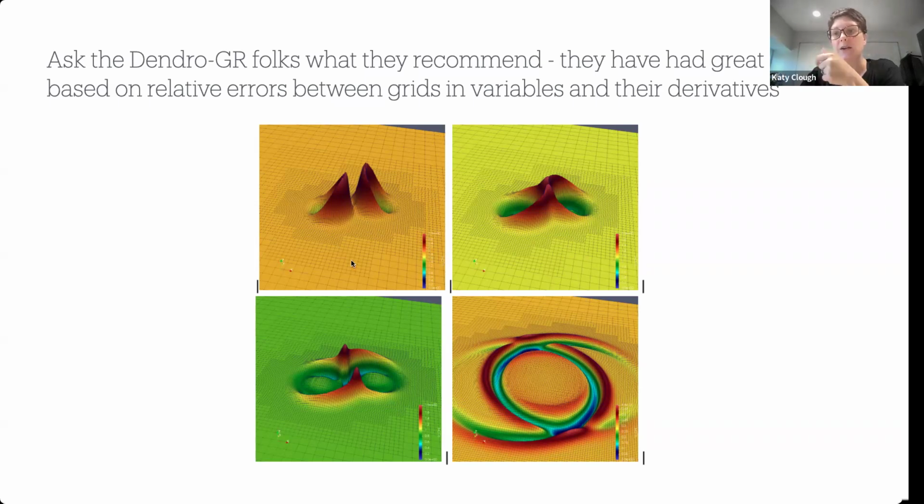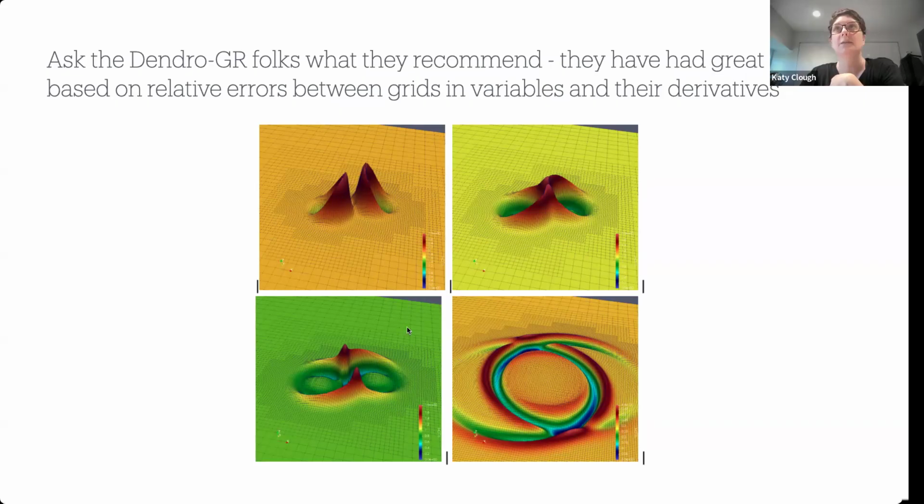So you can use that kind of error between levels as a tagging criterion itself. And they have these nice pictures on their website. I don't know if that's what they used here, but you can see here that you're getting this really nice, very even regridding that seems to be following these waves in a very natural way.